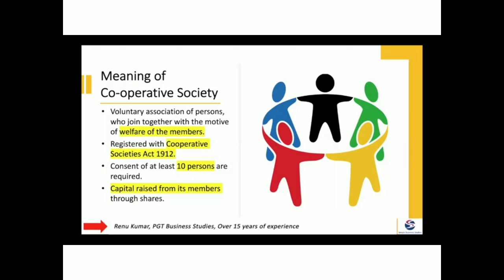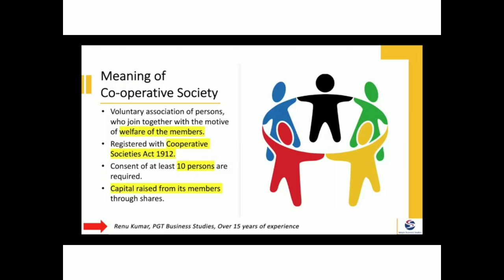Meaning of cooperative society. Cooperative is made from the word cooperation, together. So these societies are formed with association of the people. And before going into detail, let me give you some idea how these cooperative societies came into existence.